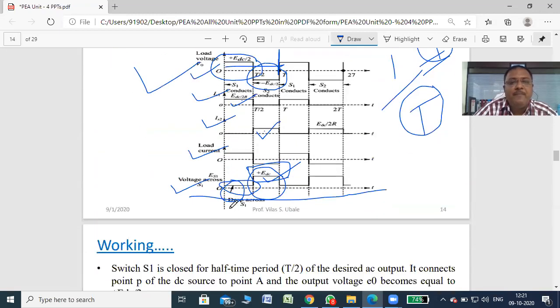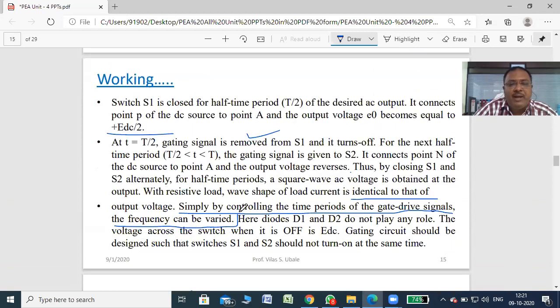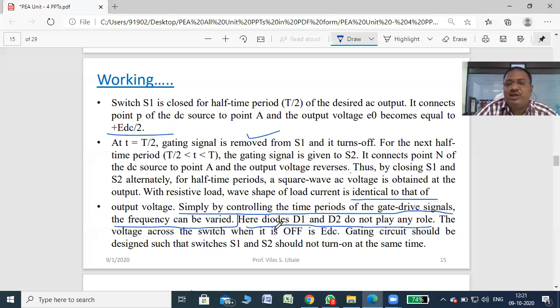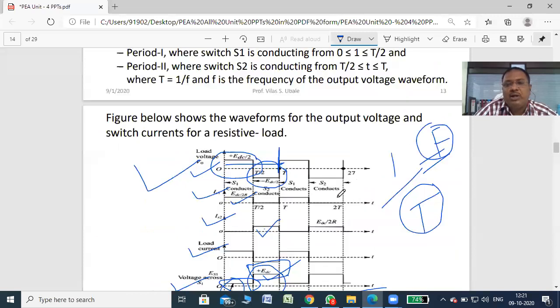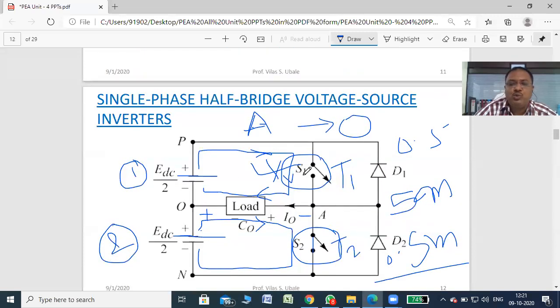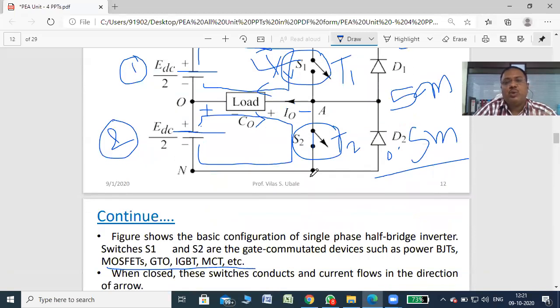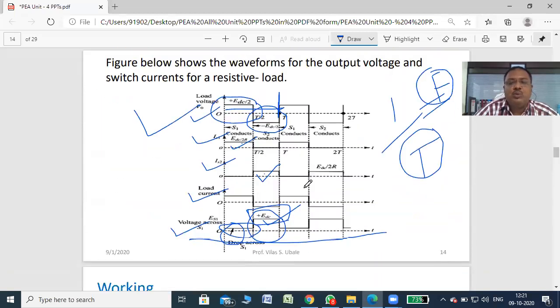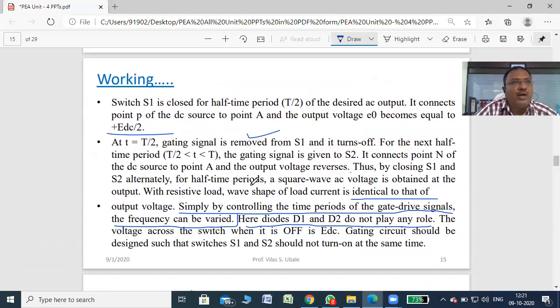And that is given here. Simply by controlling the time periods of a gate drive signal, the frequency can be varied. Here diodes D1, D2 do not play any role. Basically, these D1, D2 are required with the inductive load. I already told you that the same circuit is used for inductive, just the resistive load is replaced with inductive. So you can use the same circuit. So the diodes work as freewheeling diodes with inductive load.